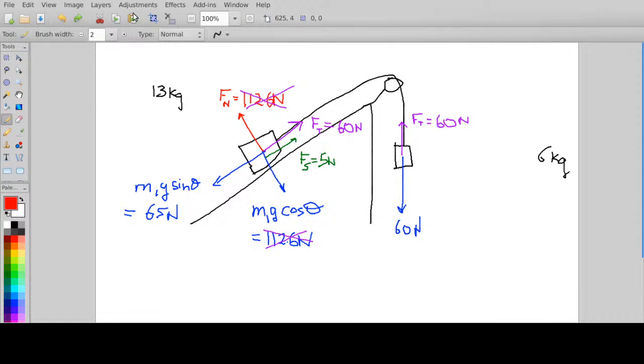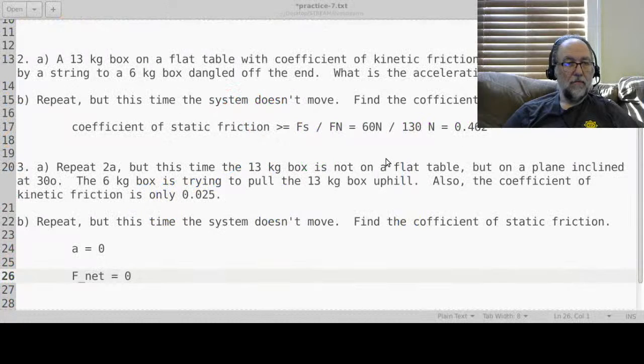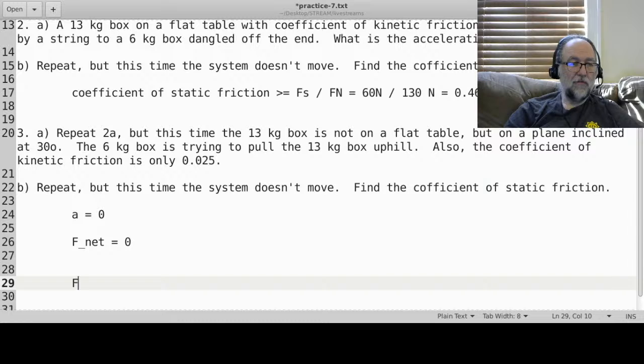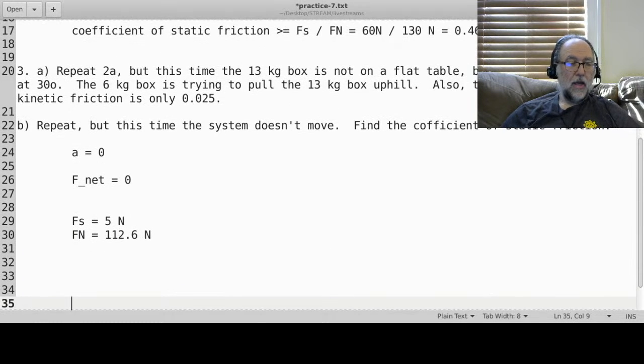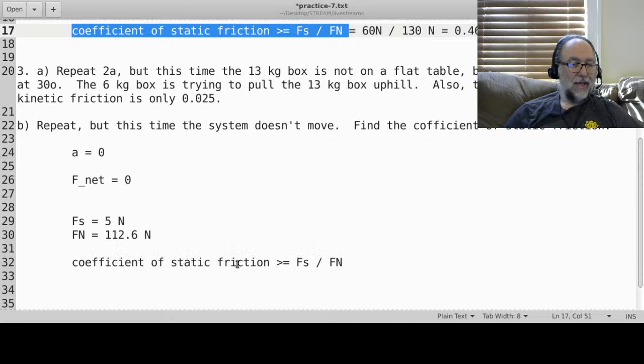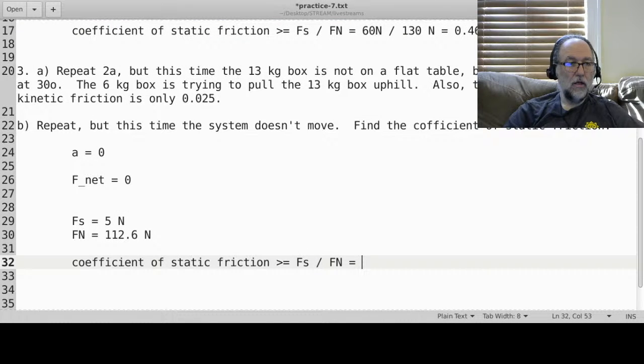The rest is just plugging into the equation. So let me switch to this. Just to remind you, we found that the force of static friction was 5 newtons, and the other one you're going to need is the normal force, which was 112.6 newtons. What do I do with those two? Well, the coefficient of static friction is bigger than Fs divided by Fn, and so that's going to equal 5 newtons divided by 112.6.